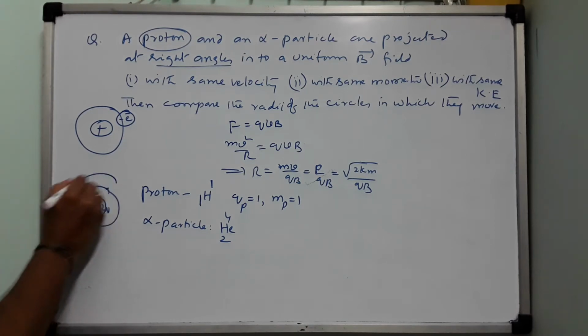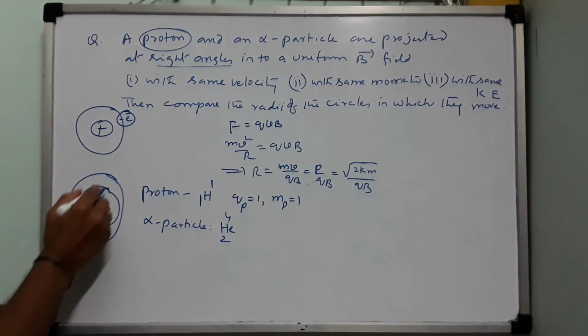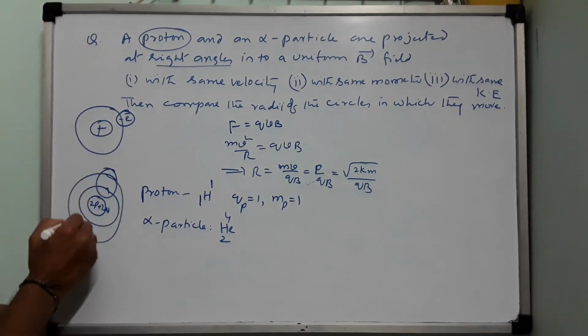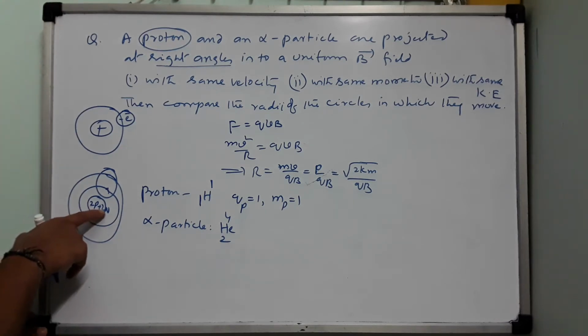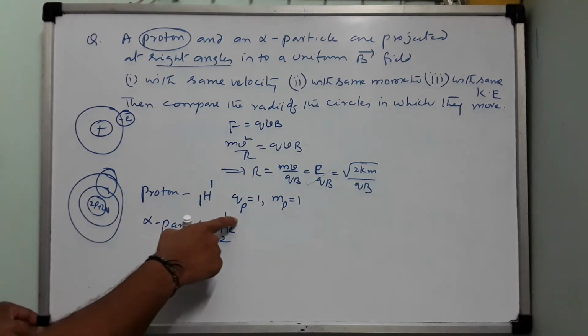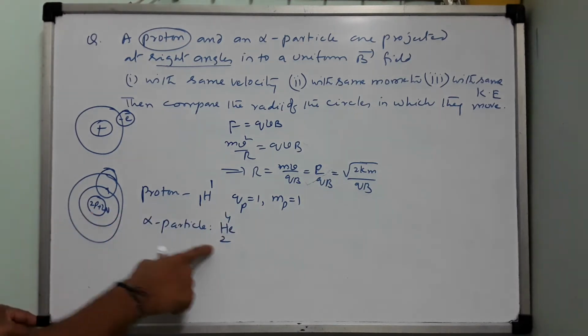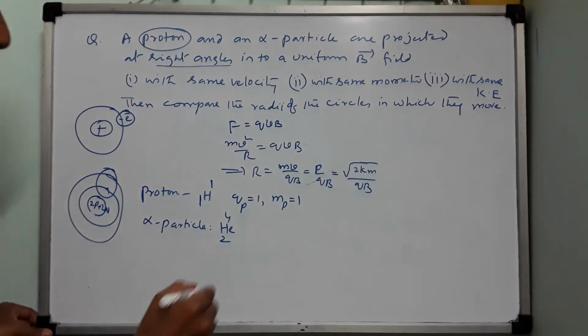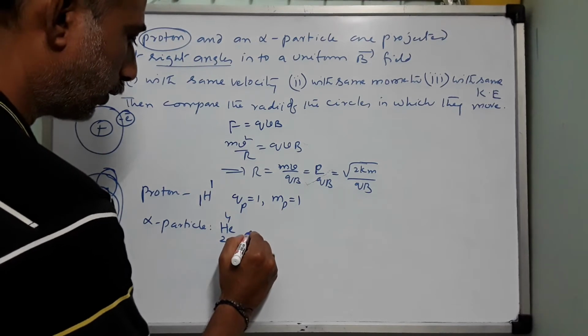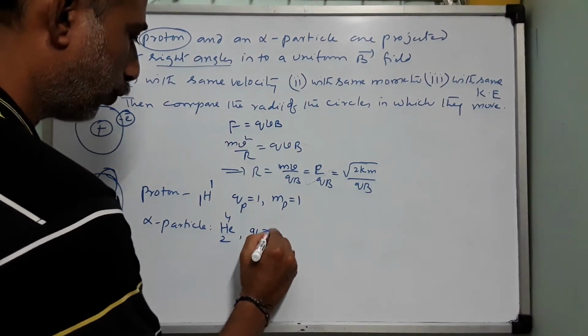revolving in orbits. If I remove these 2 electrons, it is left with only 2 protons and 2 neutrons in the nucleus. So total mass number will be what? 4. 2 protons, 2 neutrons. So mass number will be what? 4. And charge number will be only 2 because neutrons do not carry any charge. Only protons will carry the charge. So therefore, for this what you write is charge on alpha particle will be 2 units.